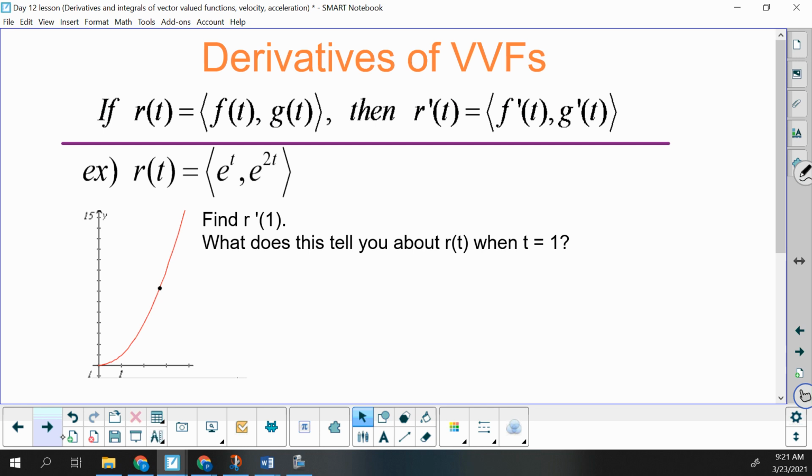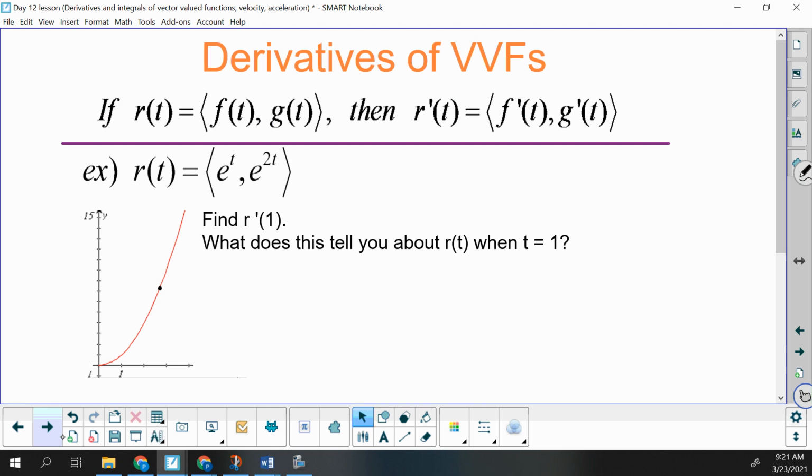the homework. We're going to do a whole bunch of different things with vector valued functions today. So first off is derivatives. If you have some vector valued function there, r of t, the derivative r prime of t is just the derivative of the individual parts.